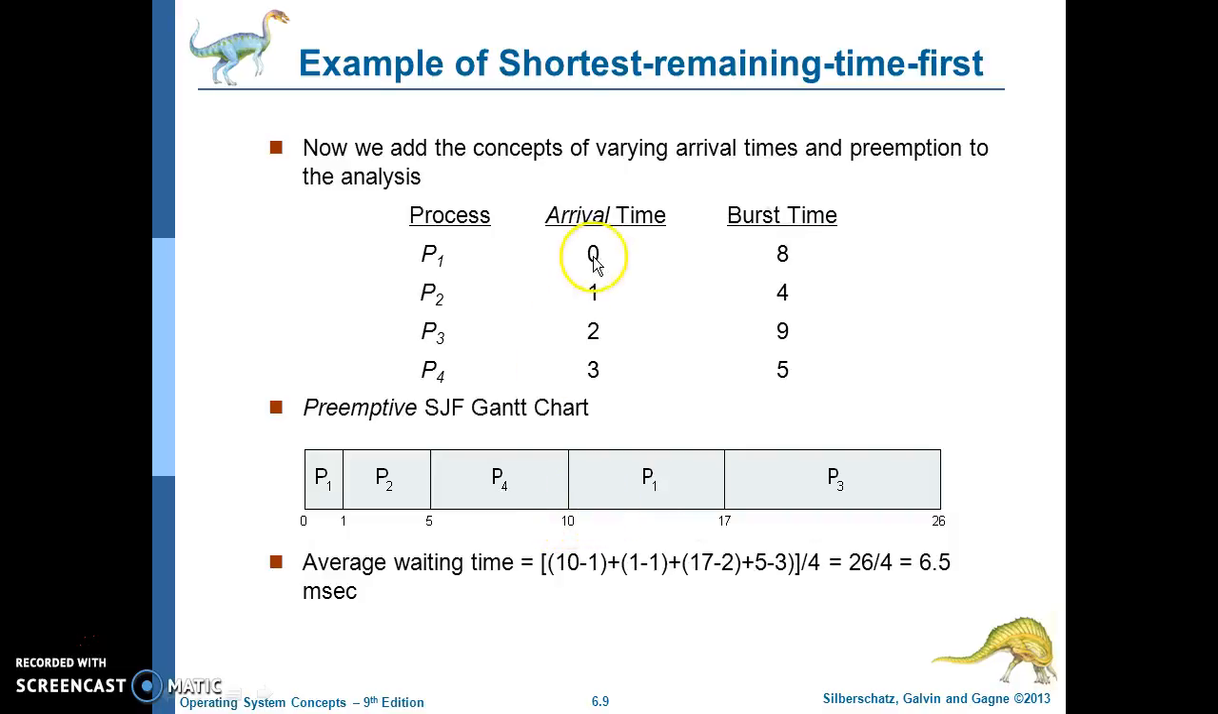Then P1 is allotted compared to P3 because 8 is less than 9. P1 has already taken 1 millisecond, so the remaining time is 7. So 7 is less than 9. And P3 runs from 17 to 26. Thereby the average waiting time comes to around 6.5 milliseconds. So this is how the preemptive shortest job first scheduling algorithm works. Shortest remaining time first is one version of a preemptive algorithm.